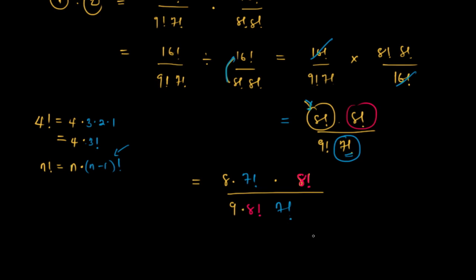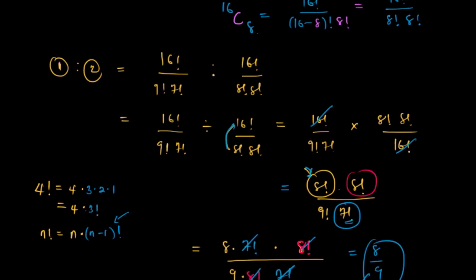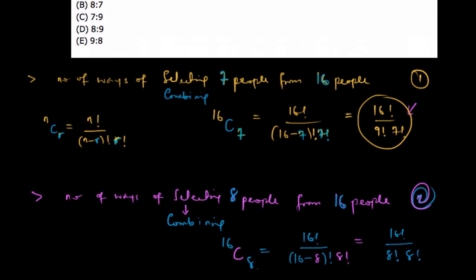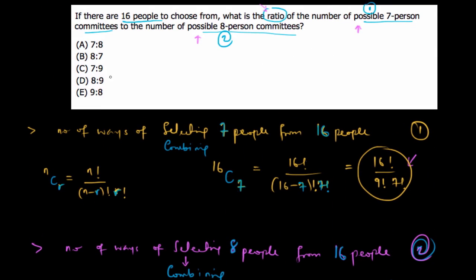This is what you have, right? Looking at this, 7 factorial crosses 7 factorial, 8 factorial crosses 8 factorial, and the answer is just 8 divided by 9. In other words, 8 divided by 9 is the same thing as the ratio 8:9. So we check for the answer. Yes, it's here. The answer is 8:9. So that completes the problem.